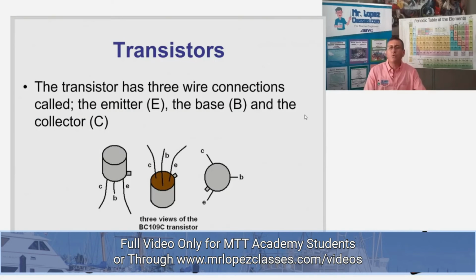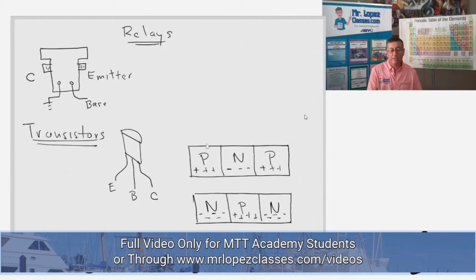The transistors have 3 wires: the emitter, the base, and the collector. The transistor, in general terms, is a sandwich of three sections. You can fill the first section with positive charge, the middle one with negative charge, and the last one again with positive. The name of that transistor is PNP.